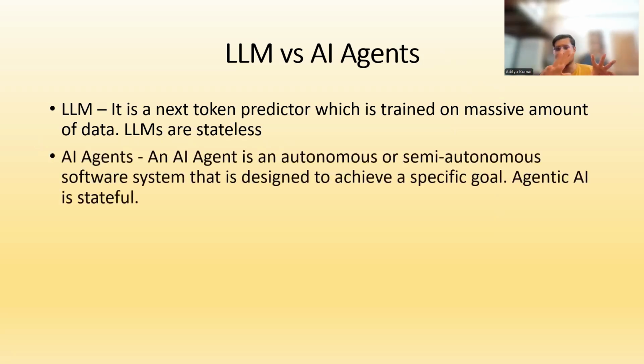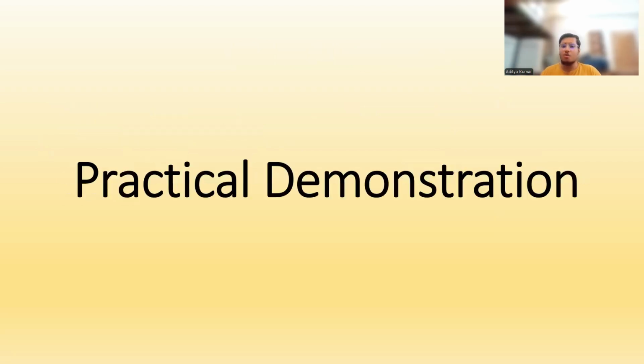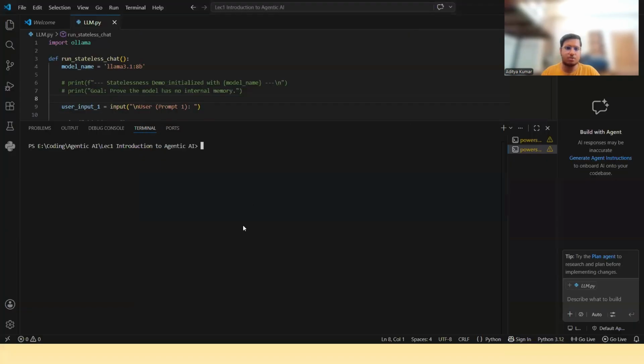But firstly, let's discuss what is an AI agent. An AI agent is an autonomous or semi-autonomous software system that is designed to achieve a specific goal. Agentic AI is stateful. So, what is agentic AI? Agentic AI has a defined purpose to achieve specific goals, and agentic AI is stateful. So now we are going to see the practical demonstration of what we mean by stateless and stateful. So let's go to our VS Code.